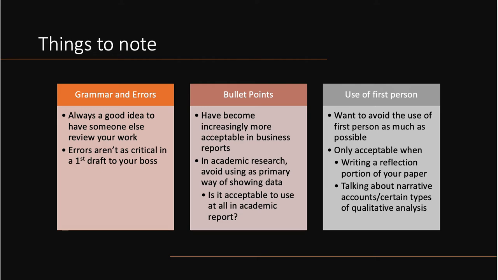And you're going to want to avoid using the first person as much as possible. It's only accepted when you're writing the reflection portion of your paper. So, that would be in your conclusions or your recommendations. That's when you're allowed to say whatever you want, essentially, because it has no bearing on the research when you're writing your recommendations. It has bearing on future research, but you could say that I found it challenging to do this. I found it challenging to do that.